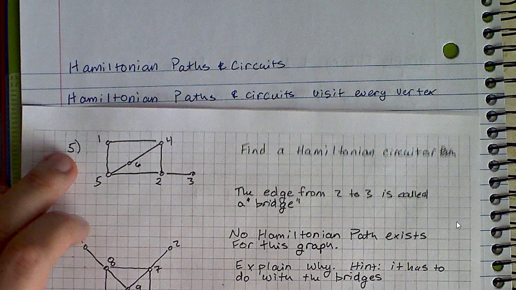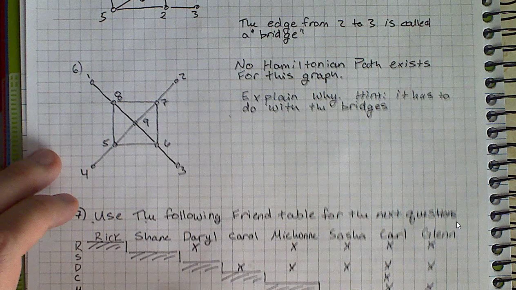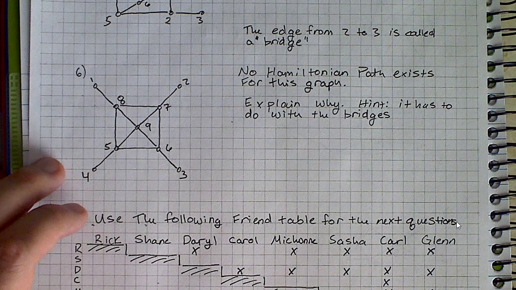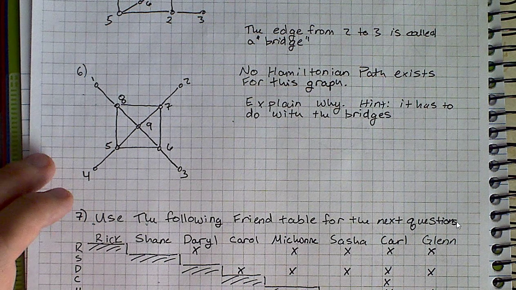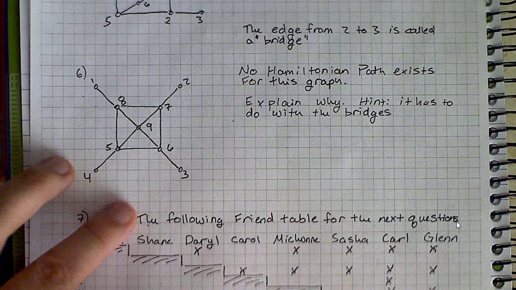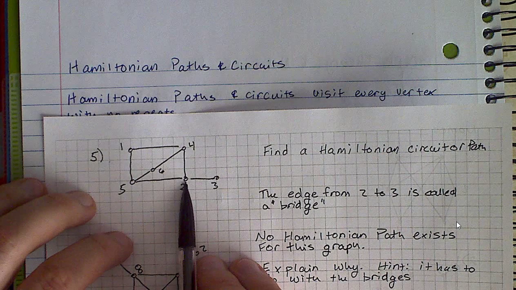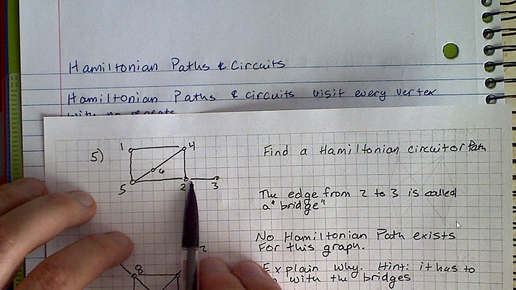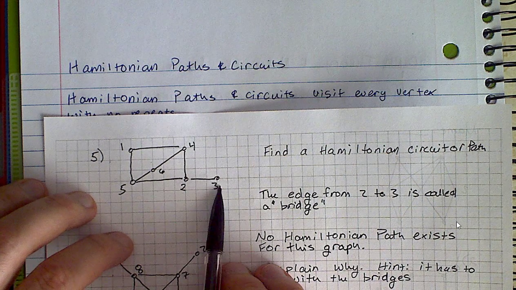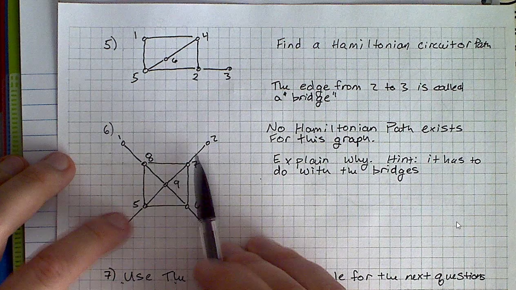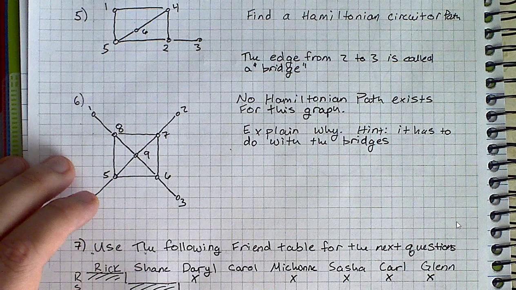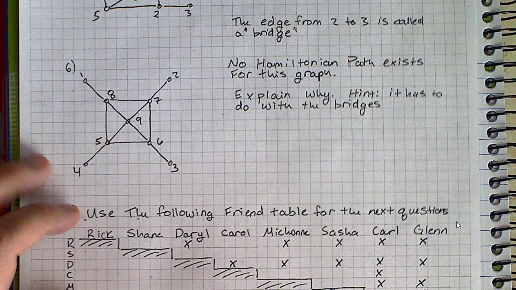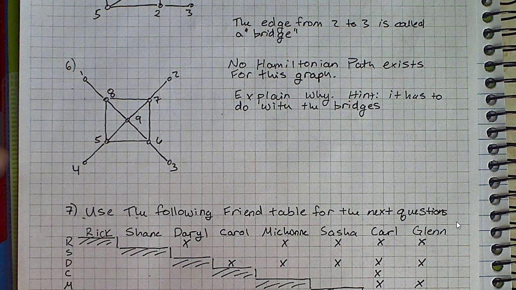So question 1, 2, 3, 4, 5, you're making a path or a circuit. Question number 6, you cannot make a path or a circuit. I want you to explain why. And I gave you a hint as to why. This little nubbin here that comes out from the main graph, this is called a bridge. And you can't make a path or a circuit on number 6, and it has to do with the bridges. I just want you to explain why. It doesn't even have to be complete sentences. Just explain to me why you can't make a Hamiltonian path or circuit on number 6.